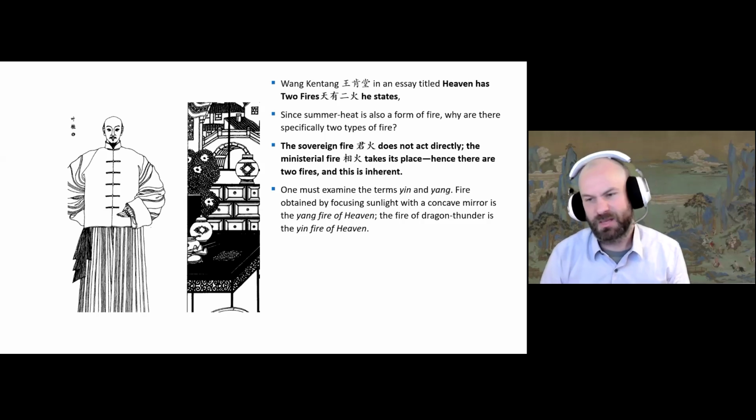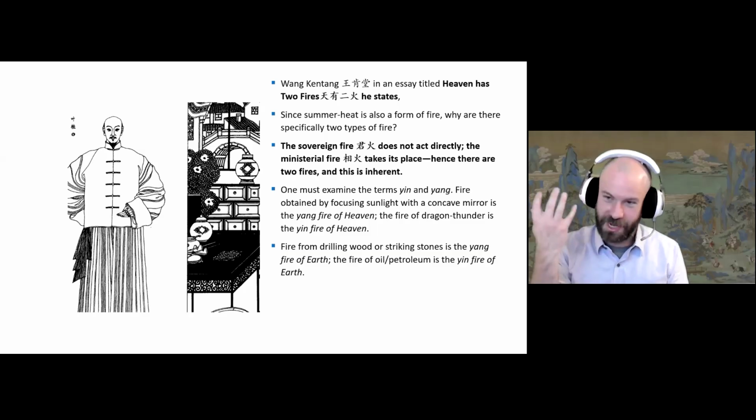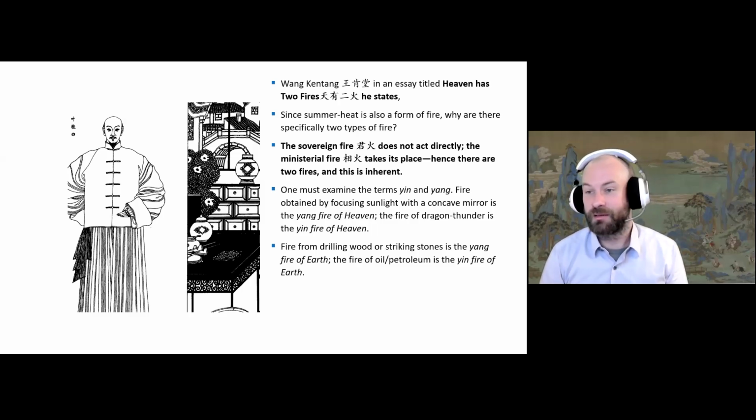What is dragon thunder? Well, that just means lightning, right? Fire from drilling wood or striking stones is the yang fire of earth. The fire of oil or petroleum is the yin fire of earth. So have you ever thought about the fact that we can actually make fire out of petrol or some of these types of liquids as well? That might be why they started to think more of this prevalence of Ming Men theory, or kind of fire within water.